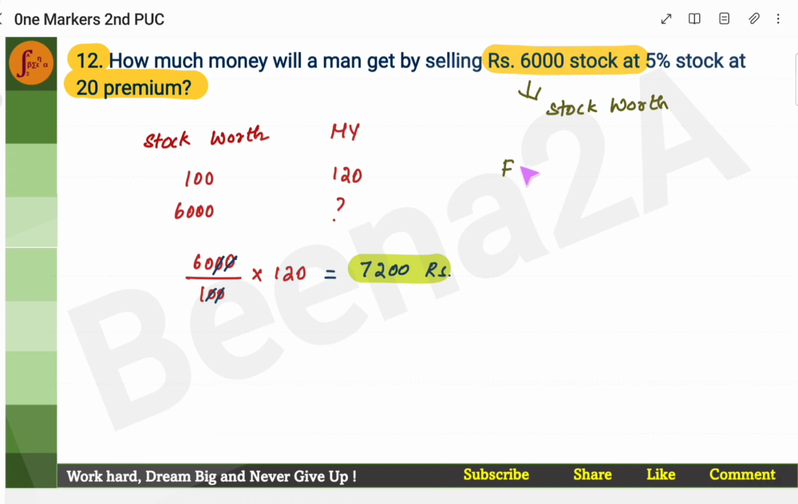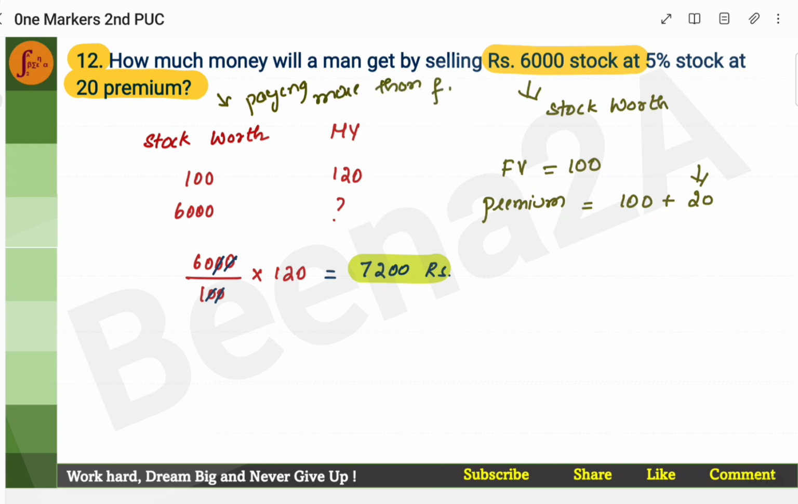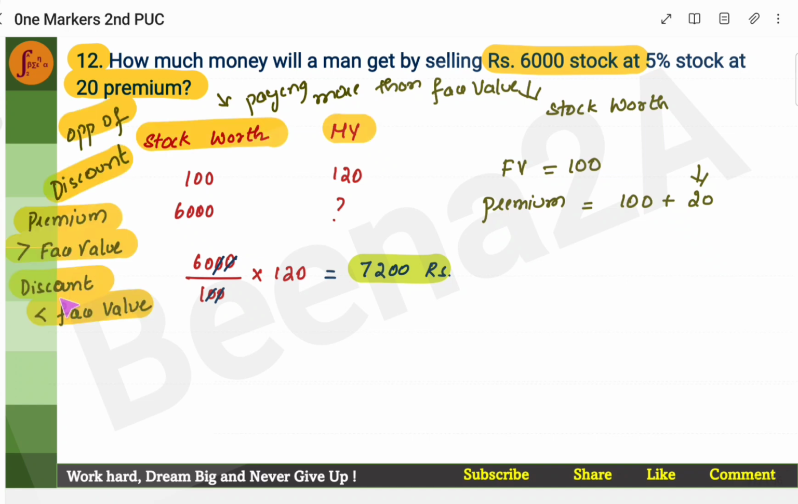Now nothing is given, right? Face value you assume as 100 rupees. Premium means 100 rupees plus 20 rupees. Premium means you are paying more. Premium is paying more than face value. It is the opposite of discount. Discount is less than face value. Premium is greater than face value. So 20 premium means 100 plus 20. So 120. So the market value is 120.